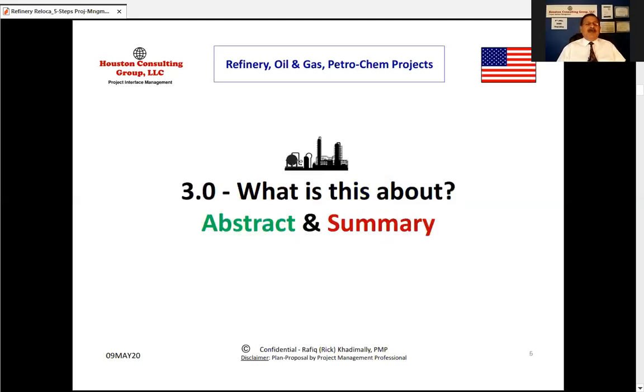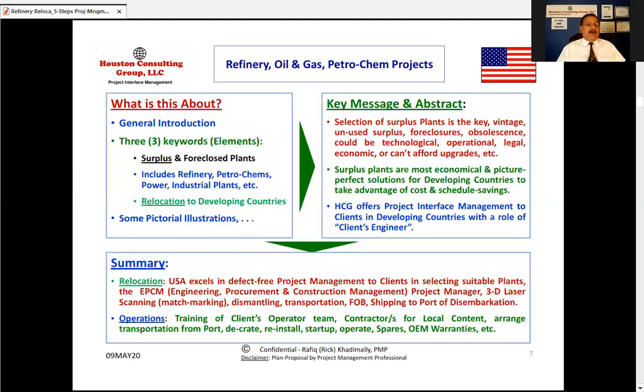Okay? And what is this about? Abstract and summary. We have three keywords here. We have a surplus and foreclosed plant, which includes either a refinery, petrochemical, power, or industrial plant, and the relocation to a developing country. Okay, and then we have some pictorial illustrations.